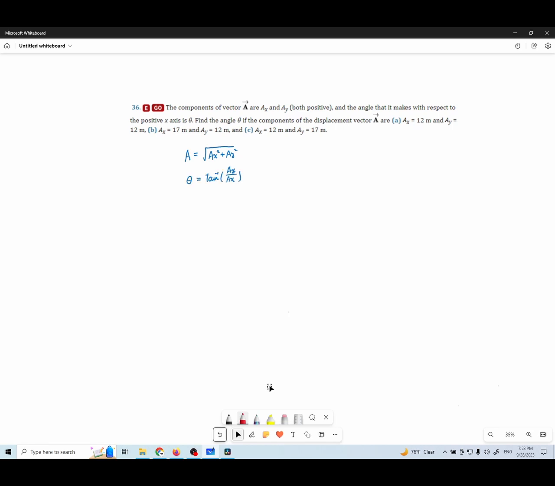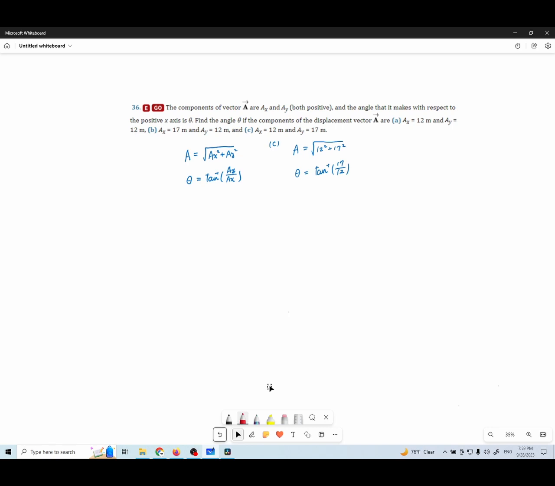Therefore, in part C, since ax is equal to 12 and ay is equal to 17, the magnitude will be equal to the square root of 12 squared plus 17 squared. And the angle will be equal to the arctangent of 17 divided by 12. Now, it will always be a good idea to sketch a vector.